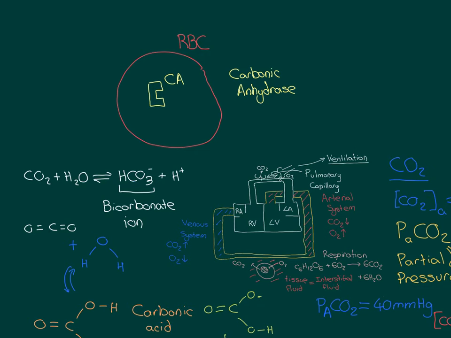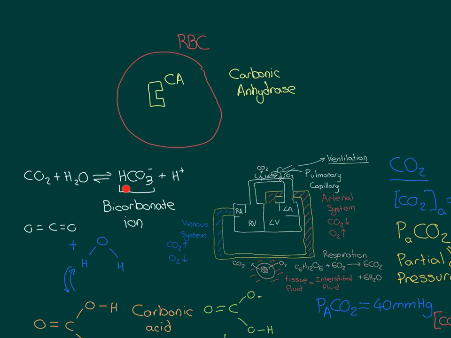Or alternatively, bicarbonate and protons will go into the carbonic anhydrase, and carbon dioxide and water will come out. This is the enzyme that's catalyzing that. So overall, the message is that when we've got carbon dioxide dissolved in the blood, it's going to be in equilibrium with bicarbonate anions that are in the blood and protons that are in the blood.